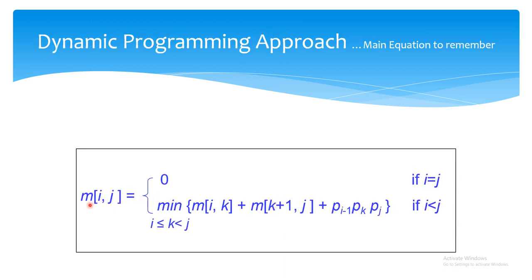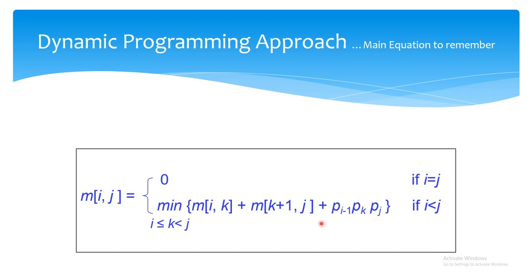You have to find the value of Mij, right? So you have to construct two tables. One table is the M table. The second table that you have to create is the H table. The value of Mij you put as 0 if i is equal to j, and if i is less than j, you have to remember this equation: minimum over i less than or equal to k less than j. See this condition carefully. Here less than or equal to is there, here only less than is there. Mik plus Mk plus 1 comma j plus Pi minus 1 Pk into Pj.